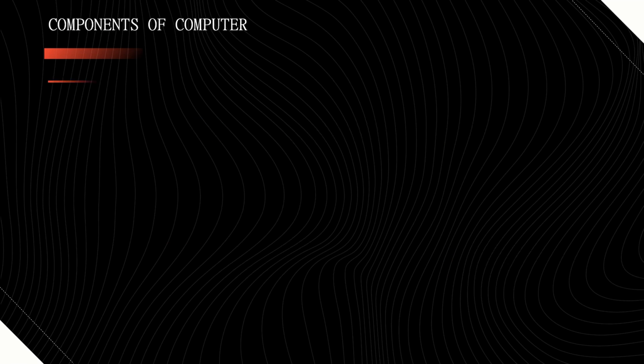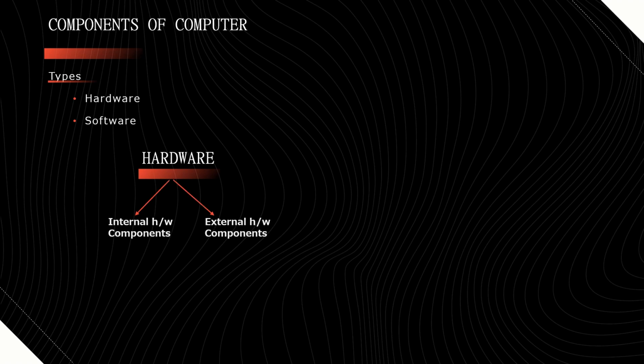Now we will discuss the components of a computer. What is a component? Simply we can say it is what the computer system consists of to run. Computer system consists of two types of components. Those are hardware and software. Hardware. Hardware is the physical part of the computer, that means which we can touch. Hardware is of two types, internal hardware components and external hardware components.